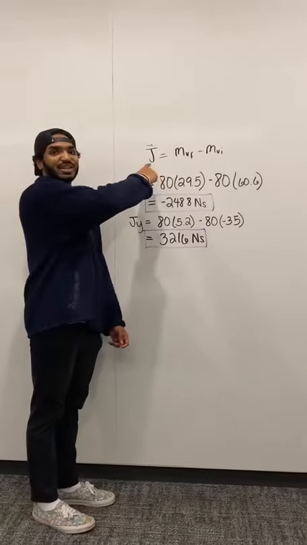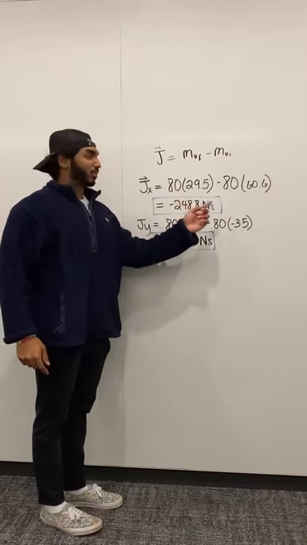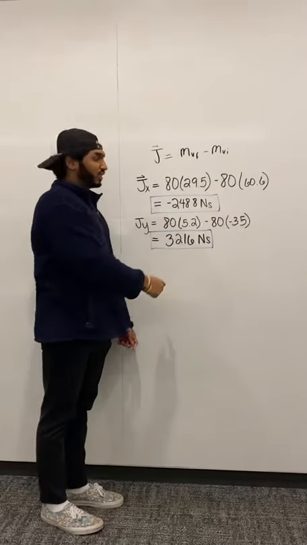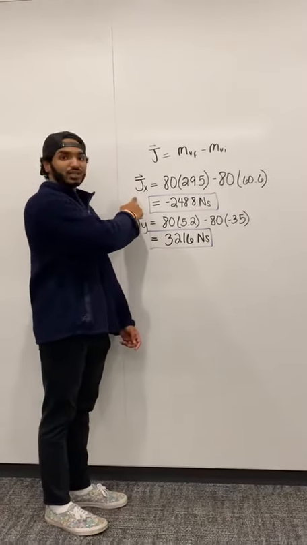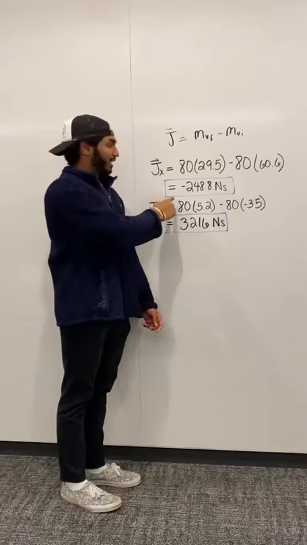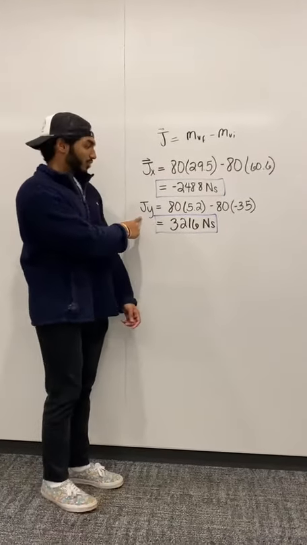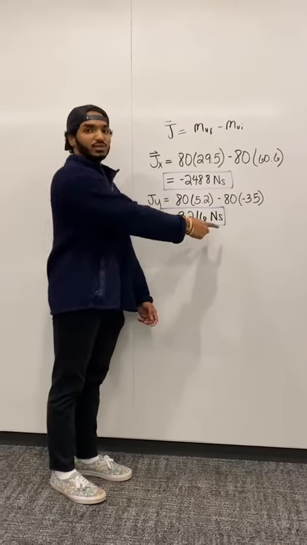We used this equation to find the impulse. We plugged in 80 kilograms for both equations for the mass, and then plugged in the final and initial velocities for both equations. In the x direction, we figured out that the impulse would be negative 2,488 newton seconds, and for the y direction, it would be 3,216 newton seconds.